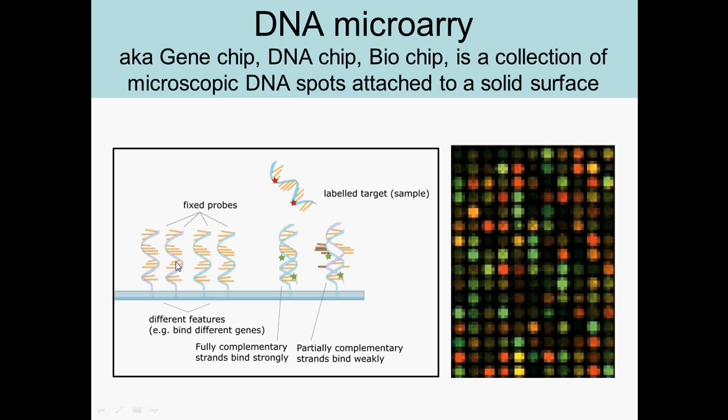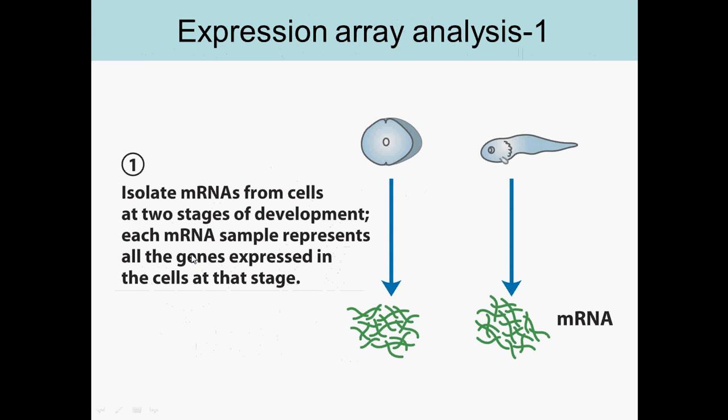So you have the fixed probes on glass or different kinds of binding structures, and then you have the labeled target, the fluorescence labeled target. It's going to come and bind. If it binds only partially, it's going to be a weak bond.